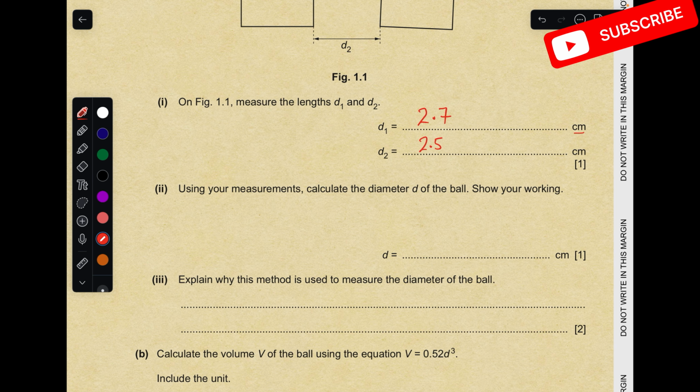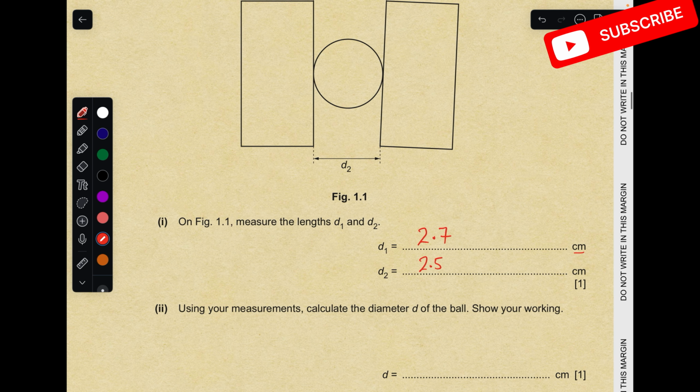Show your working. If you see, this is the ball and you have taken two readings of it. Why are we taking two readings? One is from the top and one is from the bottom, and we will find the average of it. So to find the diameter, you just have to take the average of the values you have calculated. 2.7 plus 2.5 divided by the number of readings, that is 2, will give you 2.6. So that is your answer.